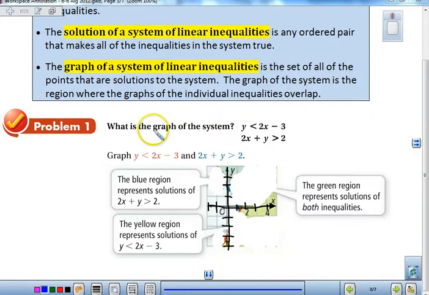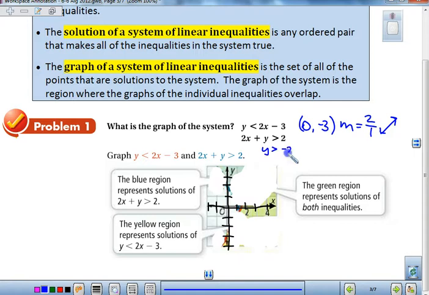So what if we were graphing the system? y is less than 2x minus 3. We know our y-intercept is at (0, -3). We know that we have a slope of 2 over 1, and it's positive, which means our line has to go up to the right. In the second equation, we want to rewrite that in slope-intercept form: y is greater than -2x + 2. Again, our y-intercept would be at (0, 2), our start point, and our slope is negative, -2 over 1, so our line needs to go down. Both cases should be dashed lines.